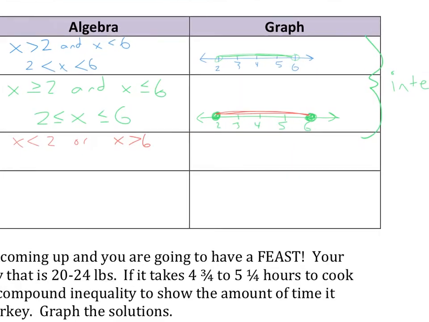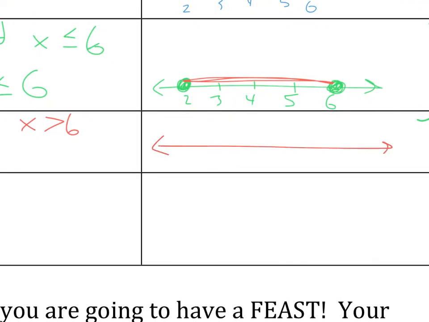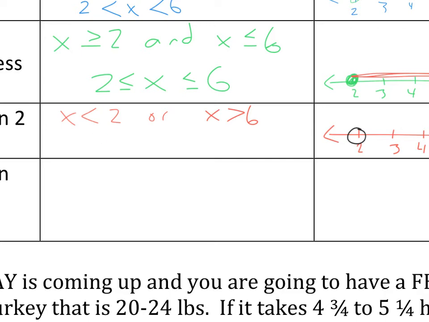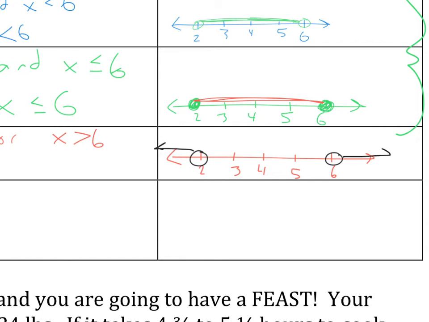So let's look at what that looks like on the graph. We've got a number line here: 2, 3, 4, 5, and 6. We're not including 2 this time, and we're not including 6, because it's just less than or greater than. This says x is less than 2, so my arrow goes this way for that part of the inequality, and x is greater than 6. Notice how I'm leaving out all this space in the middle. My values are everything except the numbers between 2 and 6.